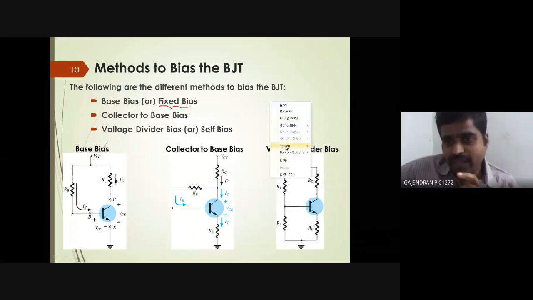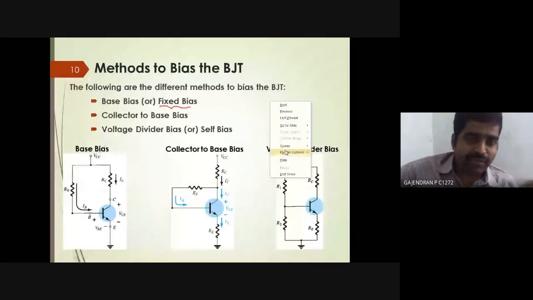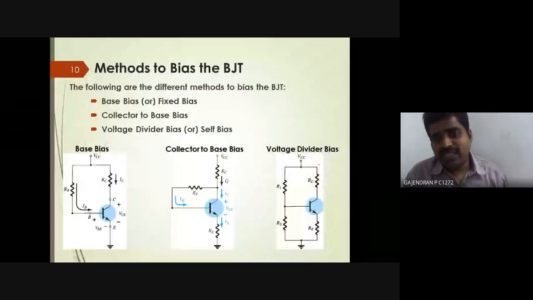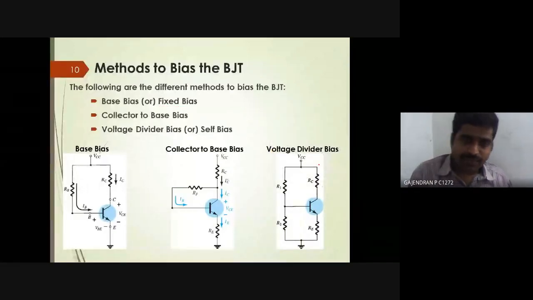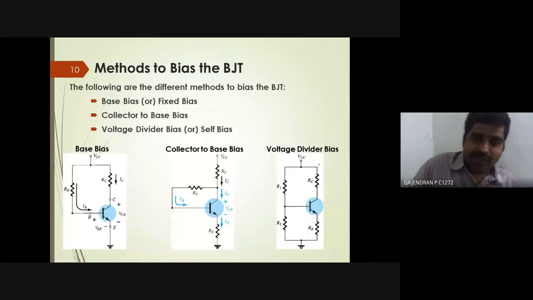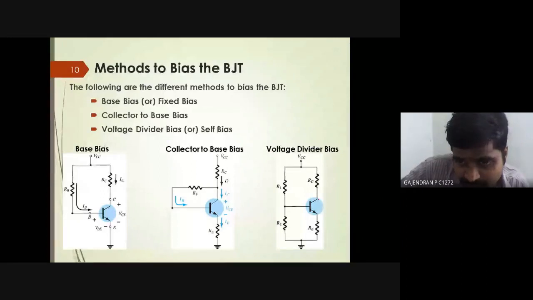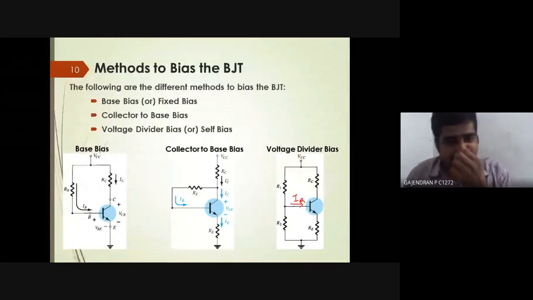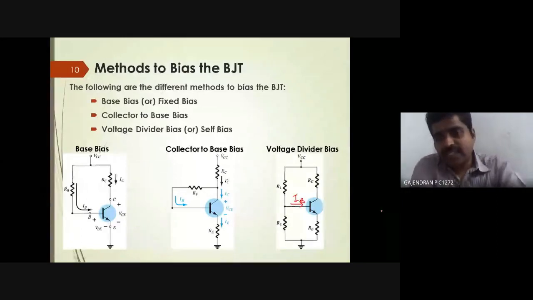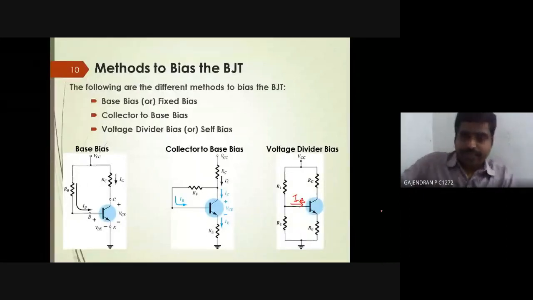Okay. Are these three names familiar to you? Have you noted down the circuit? Do you know how to draw the base, where to draw the base current? This is your base current IB. Okay, sir? Yes?